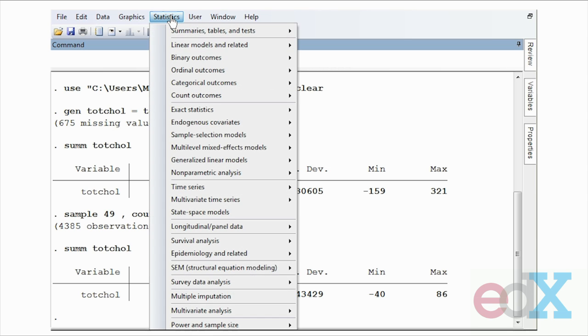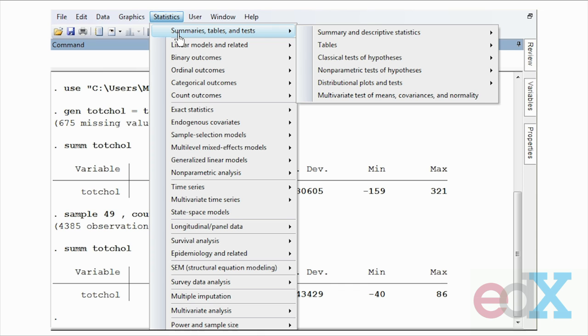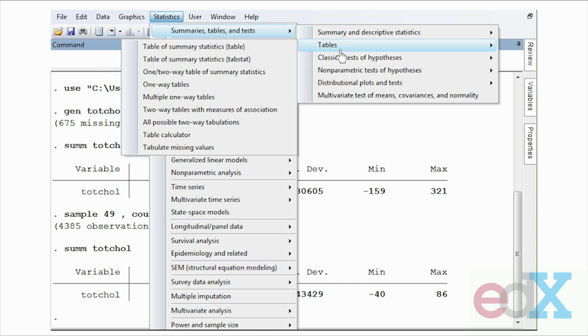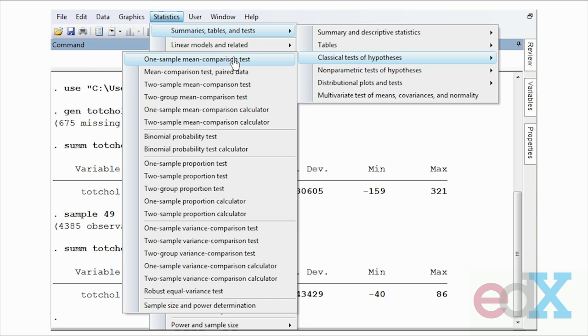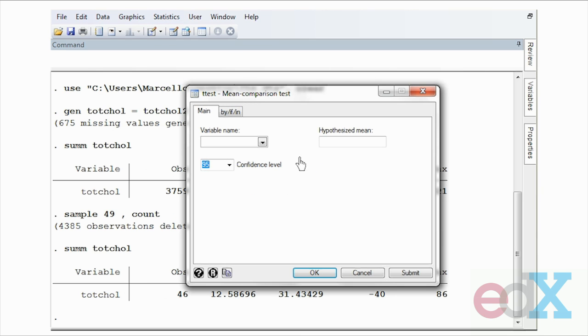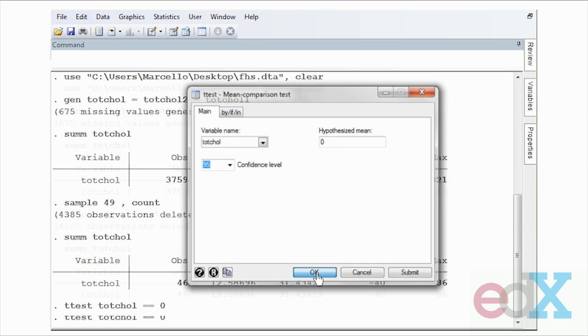Now we can test the null hypothesis. So we go up here, classical tests of hypotheses, one sample mean comparison. Remember, this is just like the one sample mean. The variable we're going to put in here is tot chol, and the hypothesized mean is 0. So let's hypothesize that there's no difference between total cholesterol level at visit 2 and at visit 1. Okay, let's submit that.